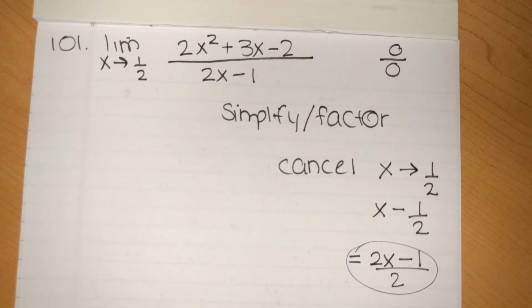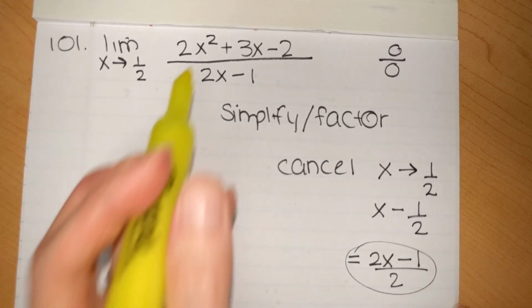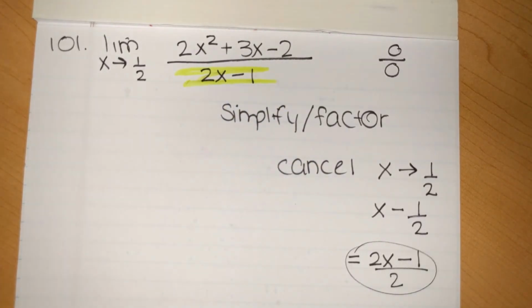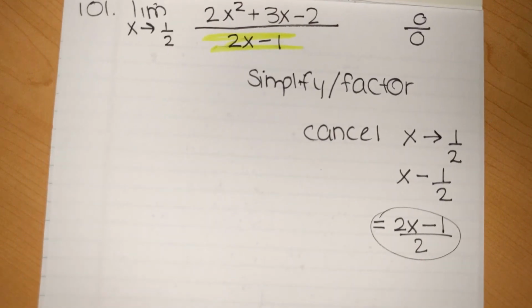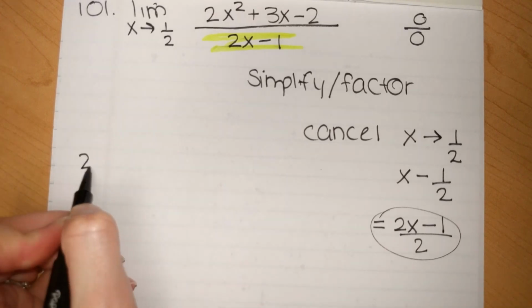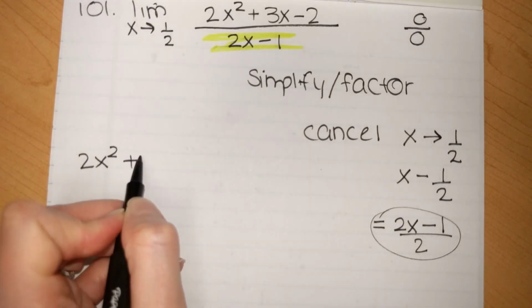All right, so how are we going to do that? So our numerator is looking like it doesn't have this 2x minus 1 factor to cancel, and so we need to factor. So let's think about factoring the numerator kind of off to the side here.